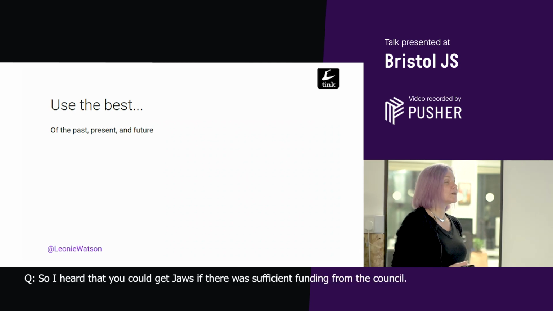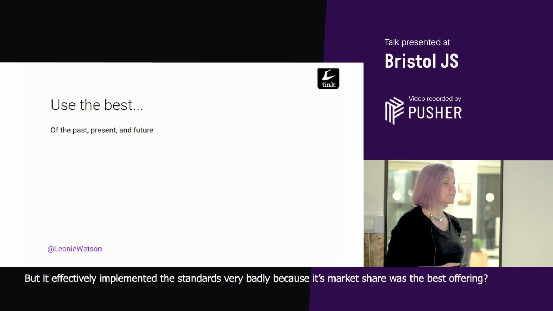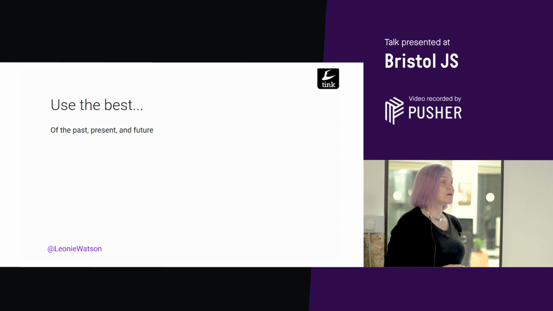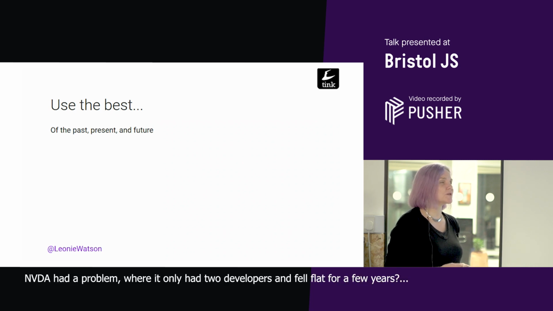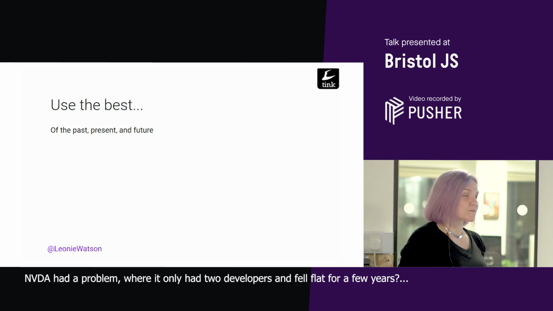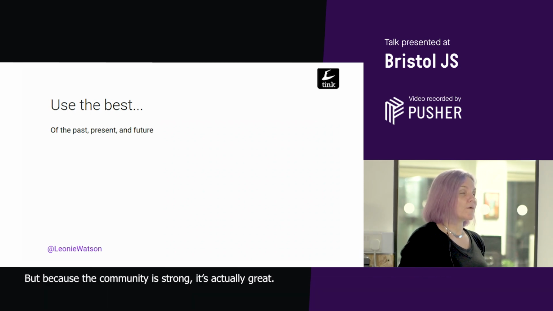So I heard that with JAWS, initially you could get it from your council if you applied and were eligible and they had the funding that year. But effectively it implemented the standards very badly, and because of its market share, it was claimed as the best offering. Actually, from a technical point of view, it is, I think. It's the one I use out of choice. Obviously, I'm fortunate enough that I can afford to use it, and I haven't done any thorough side-by-side comparison, but I switch pretty routinely between JAWS, Narrator and NVDA. Windows is my choice. NVDA had a problem where it was only two developers, a bit flat for a few years, but the community is so strong, it's actually great now.